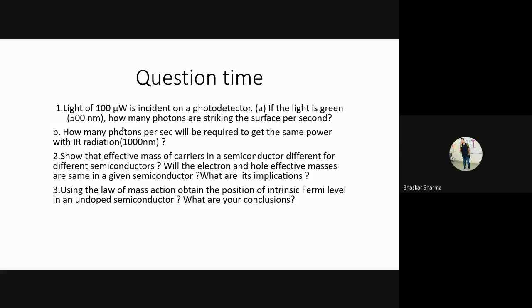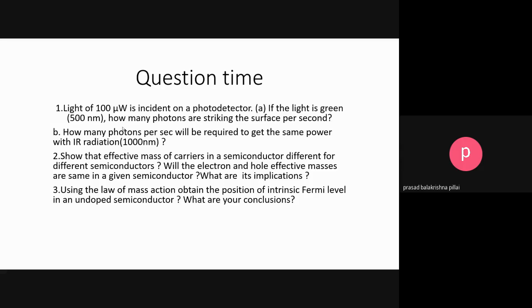Power is the number of photons striking the surface per second times the energy of one photon. So from that you can find out the number of photons. Power is given, and the energy you can find using h and c; these are standard values available, so you can find the number of photons from that. So will you do that?